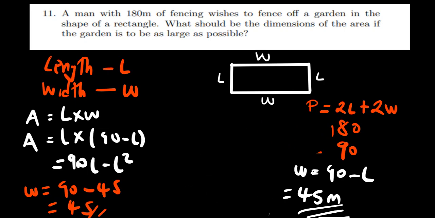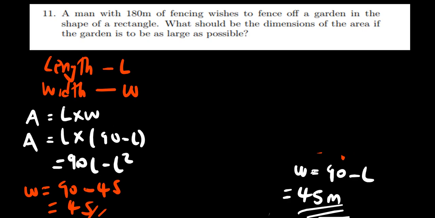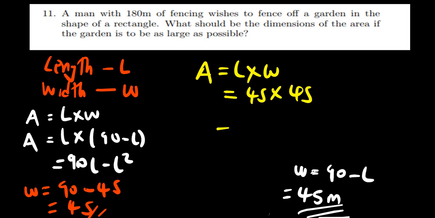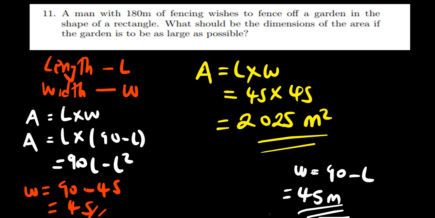So now the question is, what should be the dimensions of the garden if the area is to be as large as possible? You know that the area is the one that gives you the dimensions which are as large as possible. So the area is just equal to the length times width. We found our length to be 45. This will multiply by 45. When I punch this on my calculator, I get 2025 square meters. So this will be the maximum area that you're going to have.